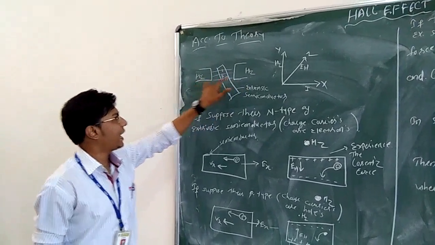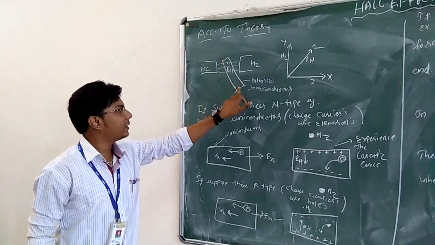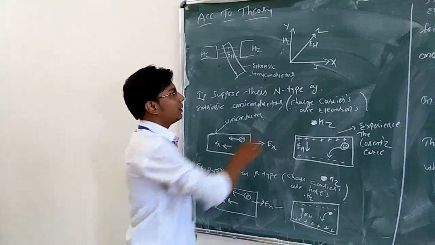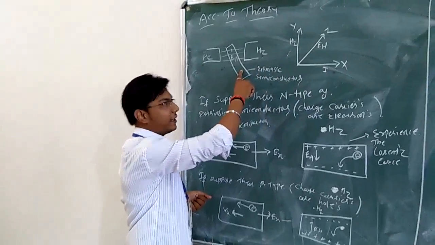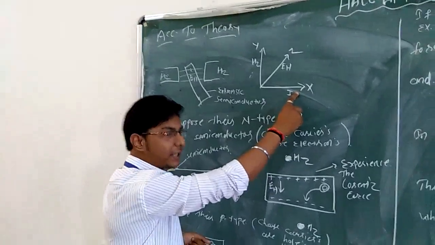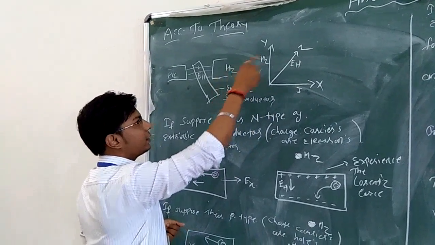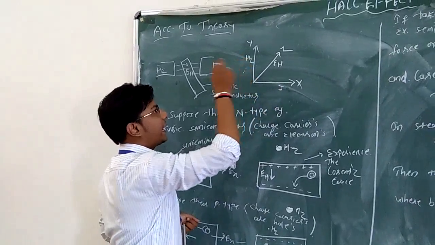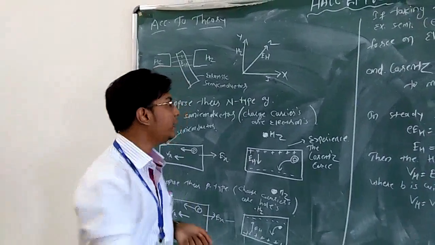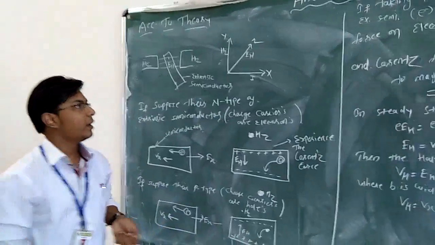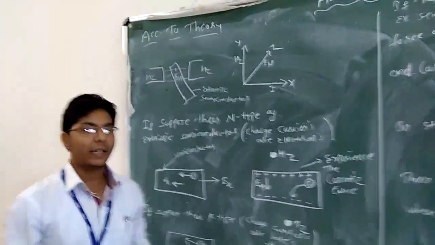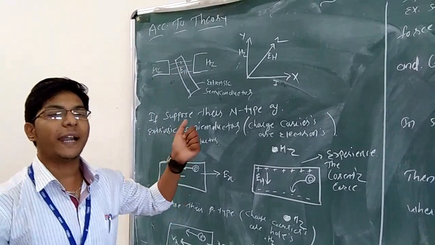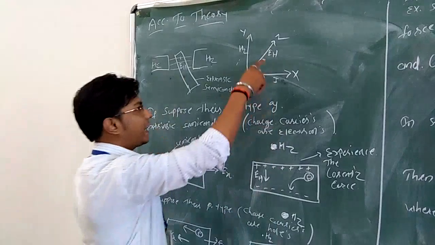In this diagram, this is the external magnetic field, and this is the semiconductor placed in the magnetic field. The direction of the current in the semiconductor is the x direction and the magnetic field is in the y direction. That means the current and the external magnetic field are perpendicular to each other. When we place the semiconductor in the magnetic field, an electric field is produced in the semiconductor in the z direction.